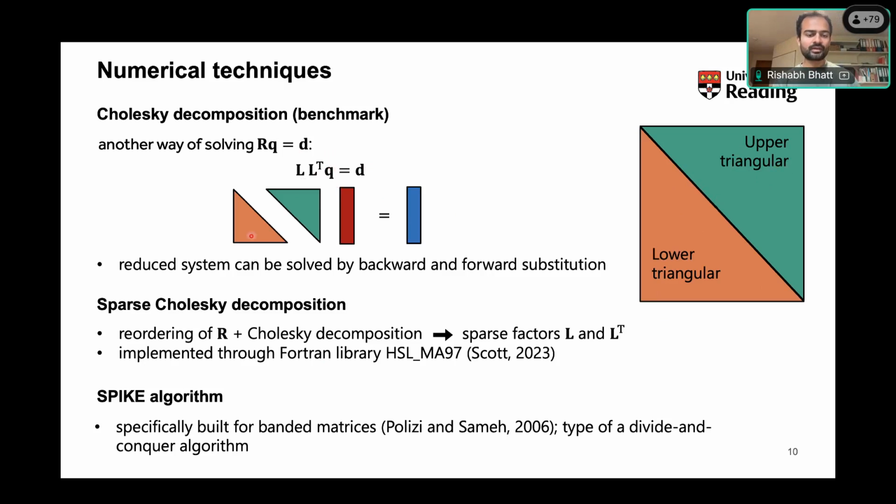And then when you have this reduced system, you solve it by using backward and forward substitution, because if you have a matrix of this form, you just substitute the last value here, and then you keep back substituting it until you get to the point, and then you do the same for a lower triangular matrix. But this becomes computationally expensive as the order of the matrix R increases, because that would also imply doing a lot of floating point operations. So there are other ways of doing Cholesky, one of them is called sparse Cholesky decomposition.